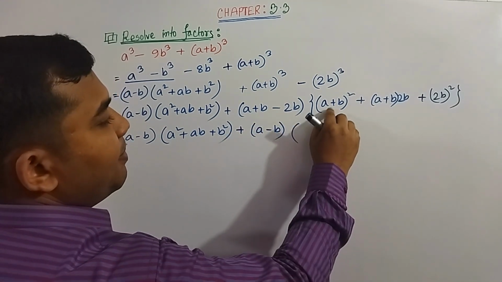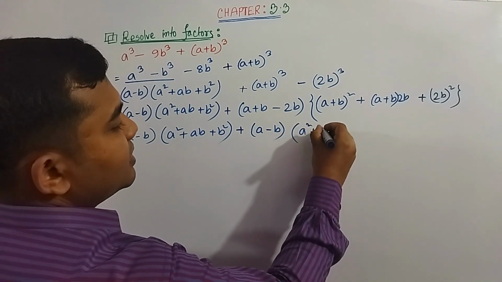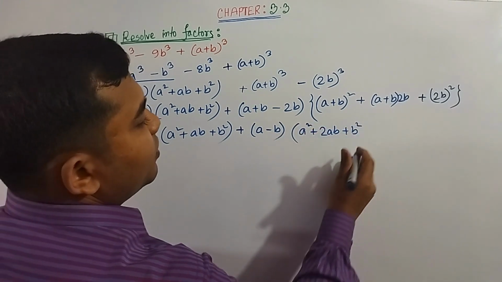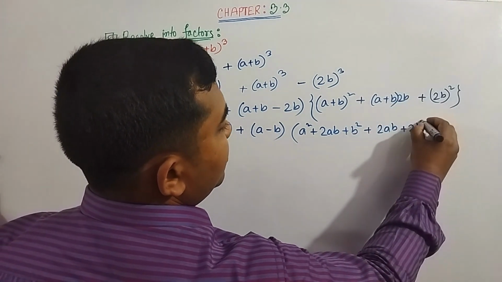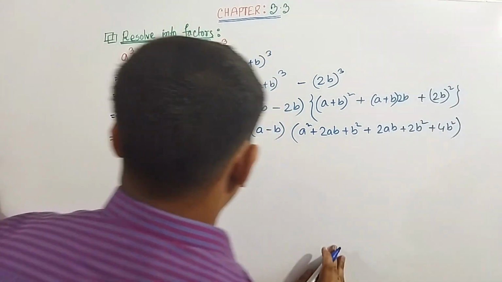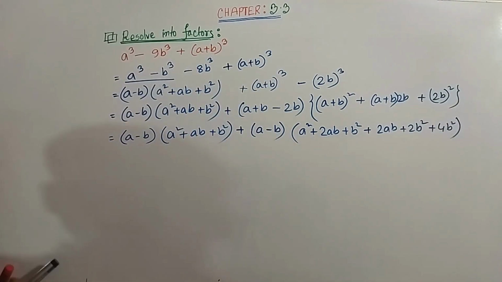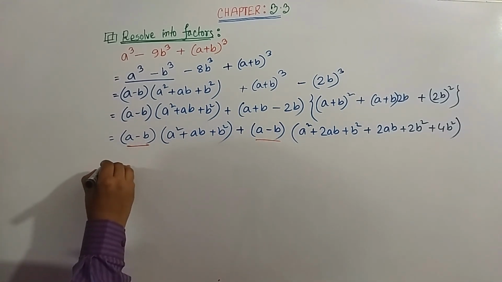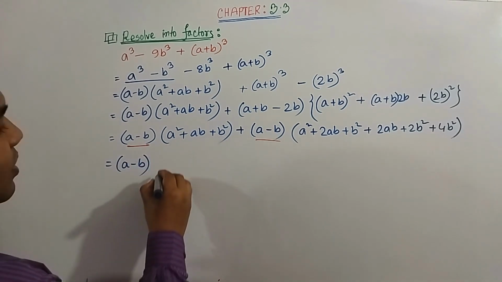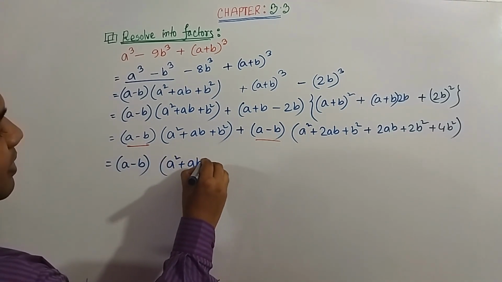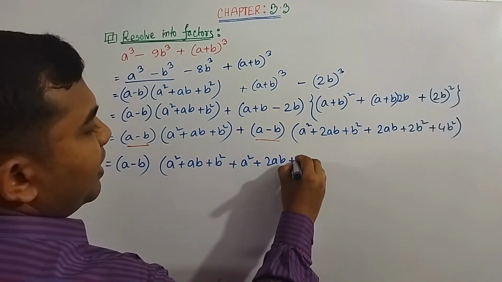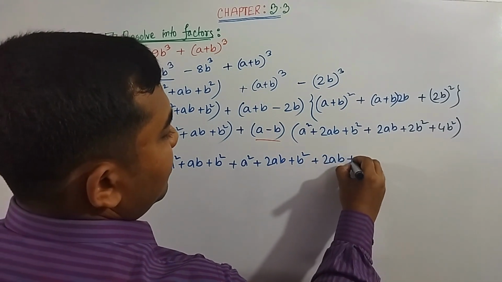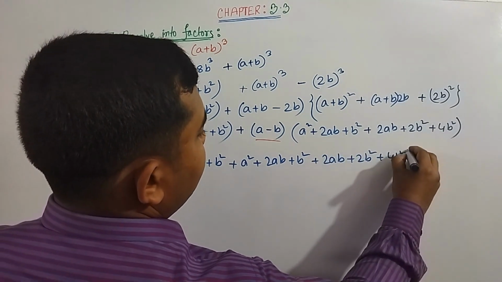And here a plus b whole square, that is a square plus 2ab plus b square, and here should be 2ab plus 2b square plus 4b square. Here we have observed a minus b and a minus b. So if we take a minus b as common, then what can we write? We can write a square plus ab plus b square plus a square plus 2ab plus b square plus 2ab plus 2b square plus 4b square.